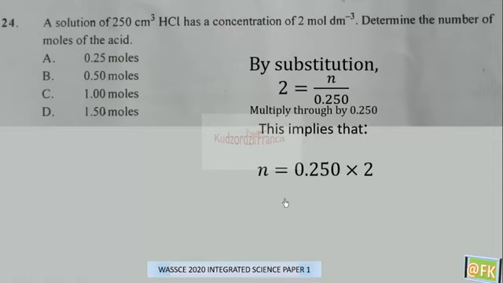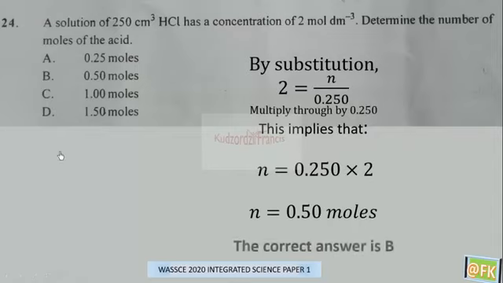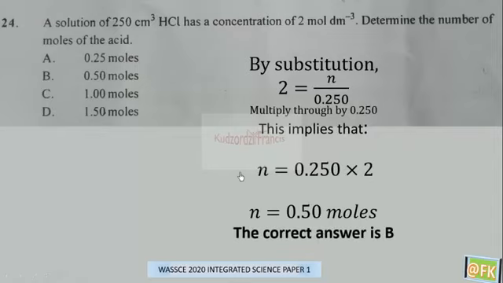0.250 by 2. So N is equal to 0.50 moles. So the correct answer here is B.